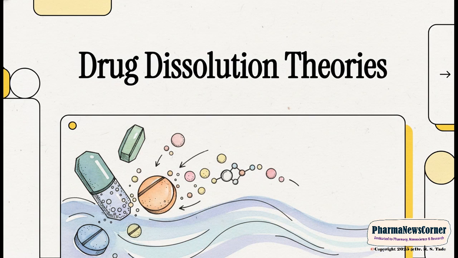Hey, if you're a pharmacy student, you know this already. A drug can't work if it can't get absorbed by the body. But even before that, there's a critical first step. It has to dissolve. So today, we're going to break down the key theories that explain how a solid pill actually turns into a solution. This is a super important concept, so let's dive right in.